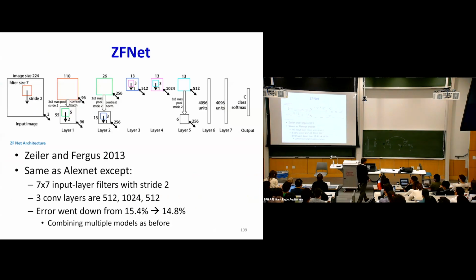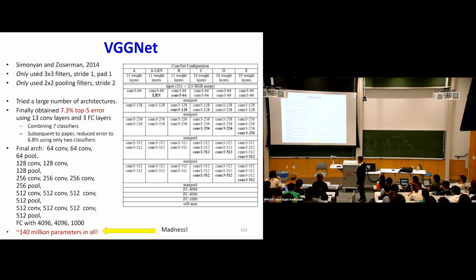And then, of course, things took off. We had Zeiler and Fergus in 2013, just a year later. They had the same architecture as AlexNet, except they increased the size of the filters and did a bunch of optimizations. The error went from 15.4 to 14.8%. They published it. Not a big drop, but still significant in the big scheme of things.